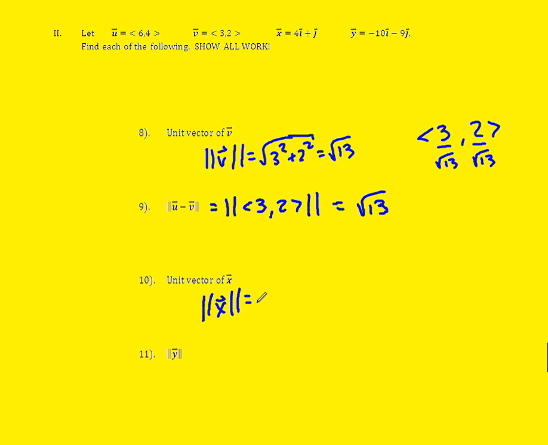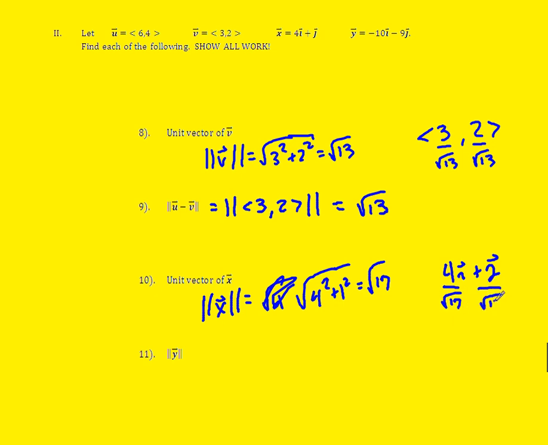To do that, we're just going to do the square root of 4 squared, plus in front of j is a 1, 1 squared, so that's the square root of 17. So the same thing, I'm going to take vector x, 4i plus j, and I'm going to divide both of them by the length. Divide by root 17, divide by root 17. That's all you need to do.